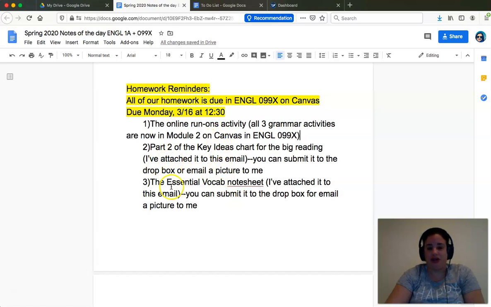Just to go over what the other two assignments are, the second one is the chart you got. If you flip to the back, it's part 2 of the key ideas chart for that big reading. All you have to do is either figure out a way to put it in the Dropbox or email me a picture. The third thing is the essential vocab note sheet. By next Monday, you will have finished it for all the readings, and you can put it in the Dropbox or email me a picture of each page.